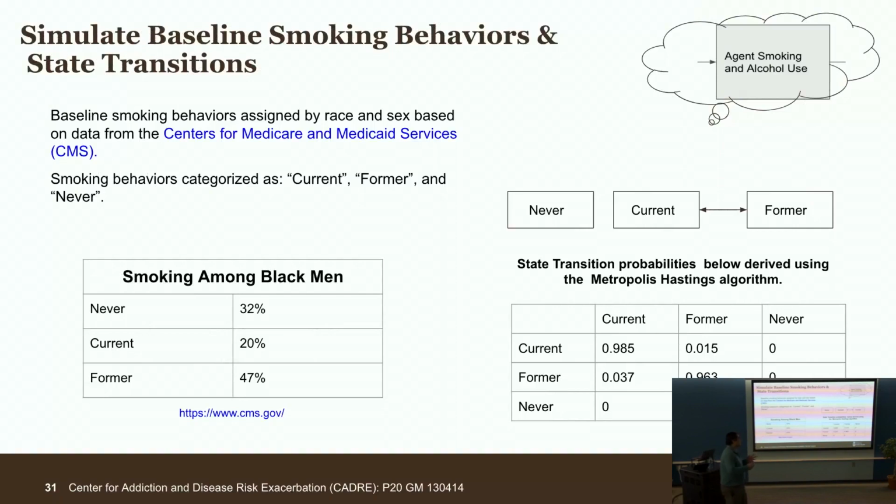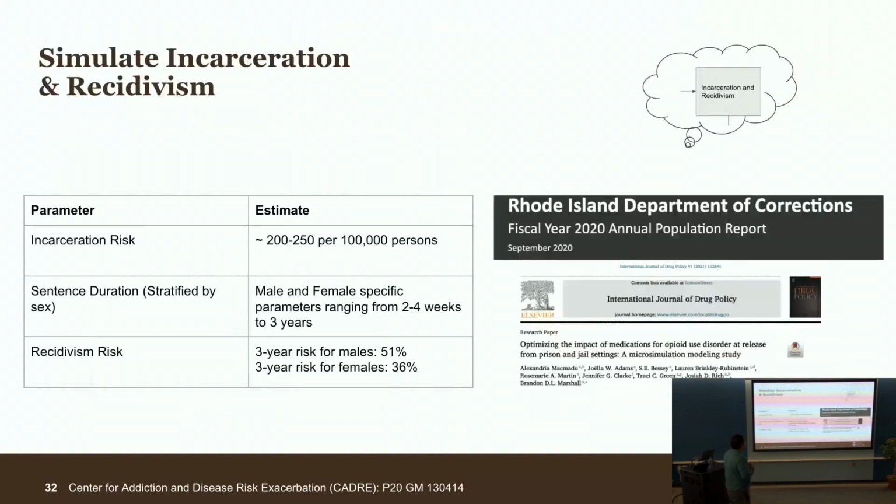We did the same thing for smoking, where we had data from the Center for Medicare and Medicaid Services on the distributions of never smokers and persons who are currently or formerly smokers, and again, estimating what the transition rates between those categories should be, so we have a state distribution that's empirically reasonable in the model. We had incarceration parameters from the Rhode Island Department of Corrections that have been published in previous studies from our university before, and we built those parameters into the model.